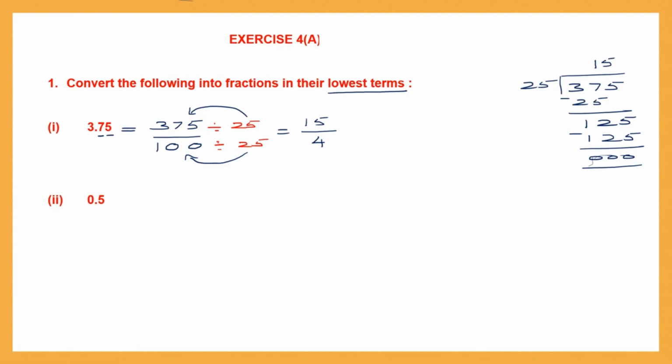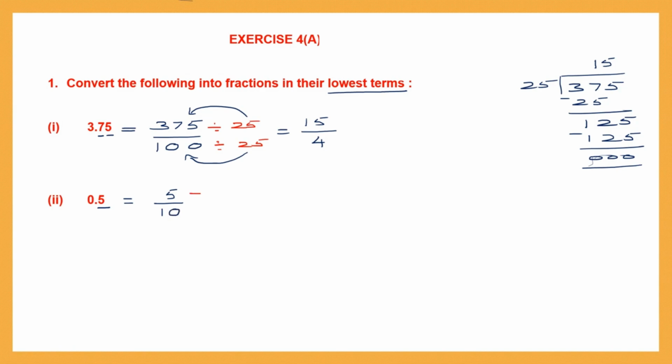Question 2, 0.5. So let's do it the same way. Remove the decimal point and write the number. When you remove the decimal point, we don't say 0.5, we say 5, isn't it? So just write 5 and the denominator should be 1, followed by zeros. How many zeros? Let's go back to the question and see after the point how many digits we have. There's only one digit. So we have only one 0. So our fraction is 5 by 10.